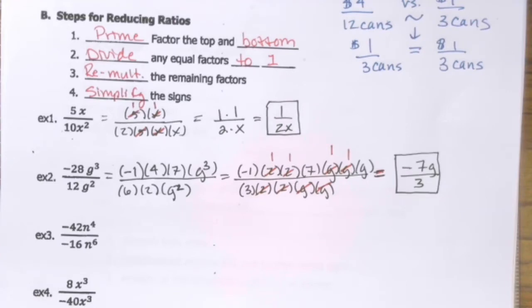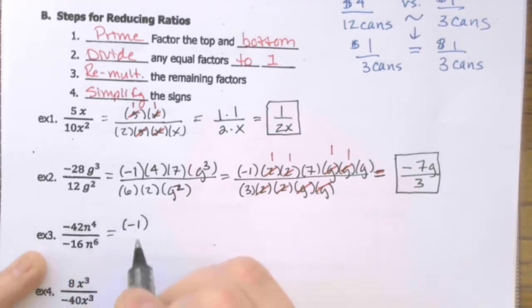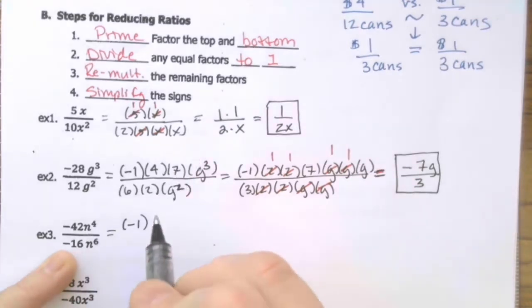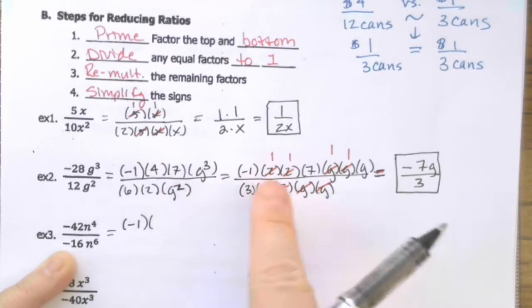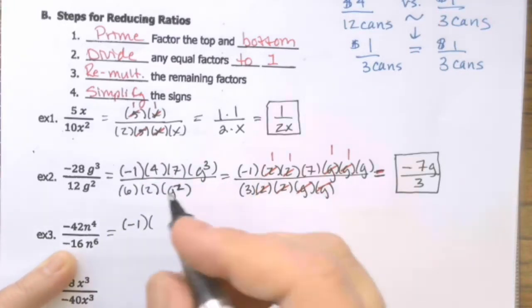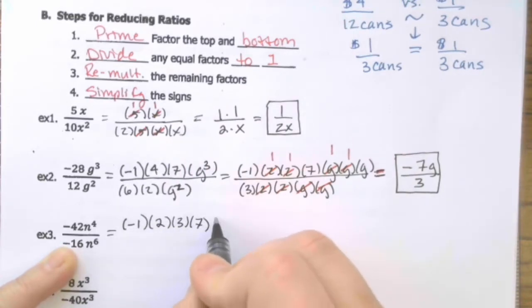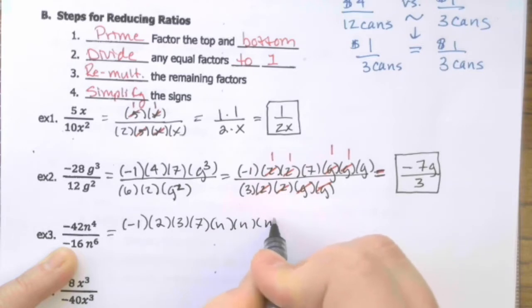All right, let's work with double negatives. I have a -42, so a -1. Now, I'm going to do this in one step instead of two. This is a two-step prime factoring. I'm going to do this in one. 42 is 6 times 7. 6 is 2 times 3, and then I have a 7, and then 4 ends.